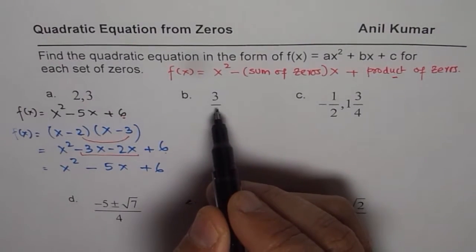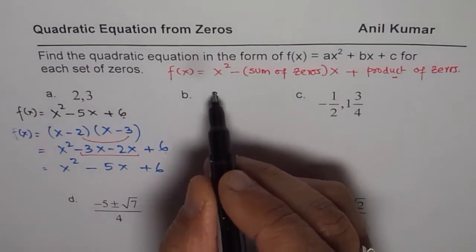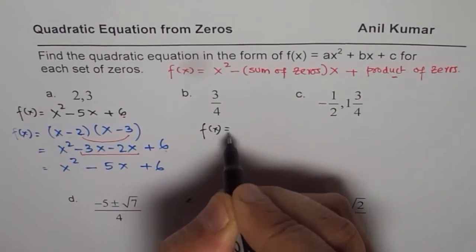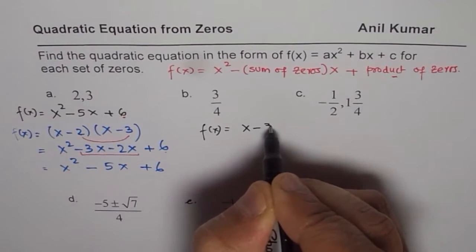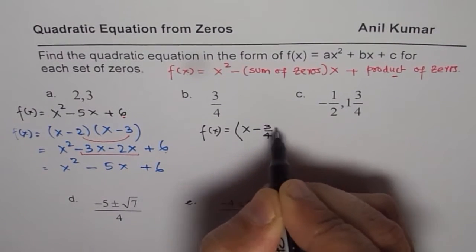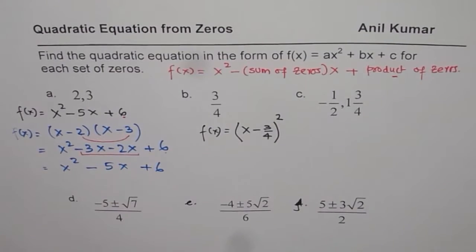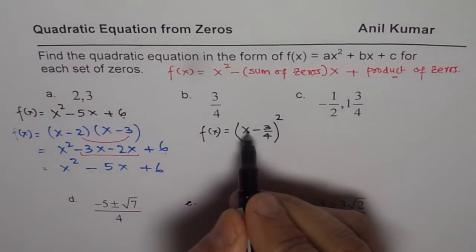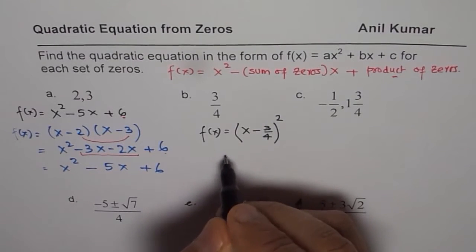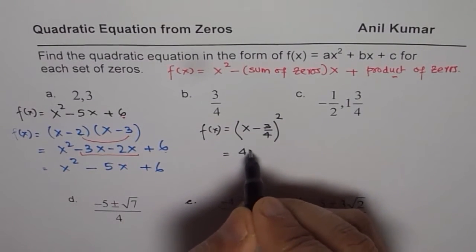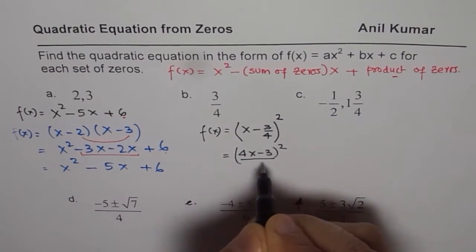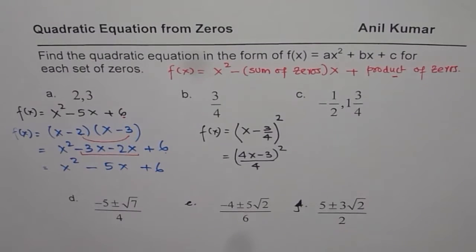But an alternate way, let me show you here, is we know this is 1 zero. We could also say f(x) is equal to (x minus 3/4), and since it is a quadratic equation, I should write this as a square. Do you get the idea, right? Now I could simplify this, and if I simplify, I could write this as (4x minus 3) whole squared divided by 4, correct? So that is like taking common factors.